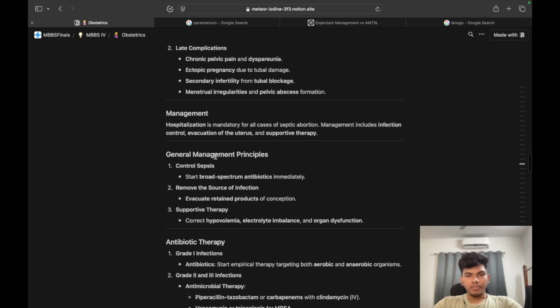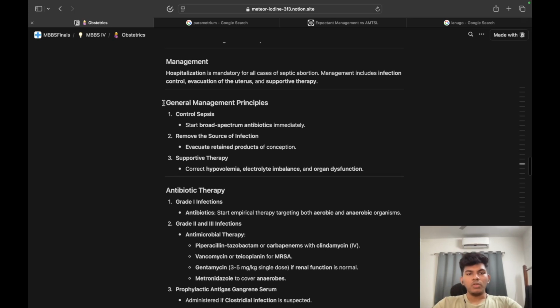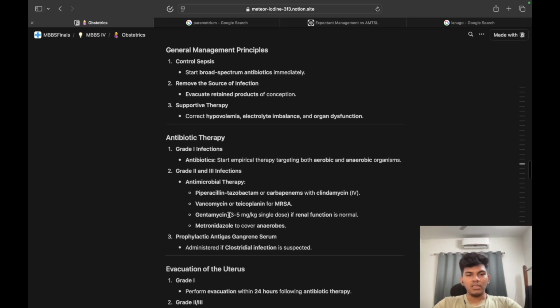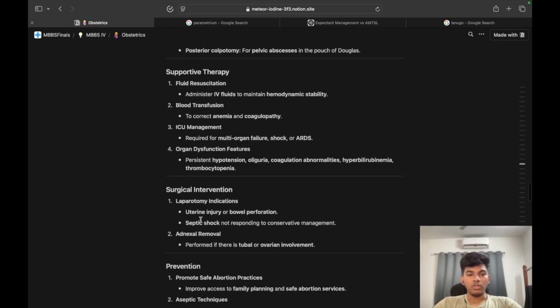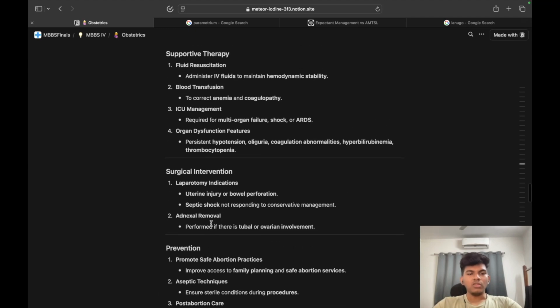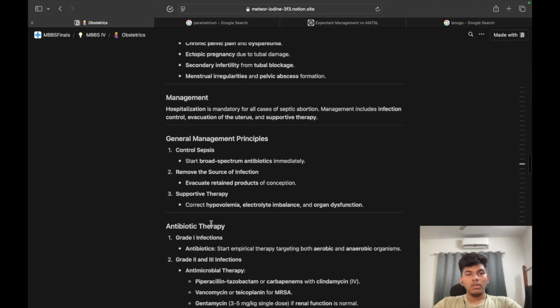Coming to the treatment, it is mandatory hospitalization, and what does it include? Infection control, evacuation of uterus and supportive therapy. Coming to general management principles, there is antibiotic therapy, evacuation and supportive therapy, surgical intervention, and then we also talk about prevention. First, general principles of management. Number one, control the sepsis. Start broad spectrum antibiotics immediately, then remove the source of infection, evacuate retained products of conception.